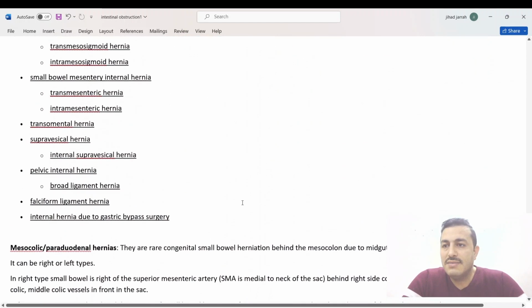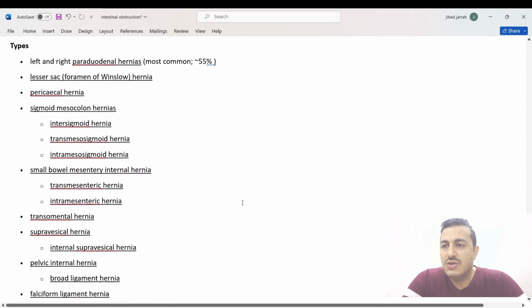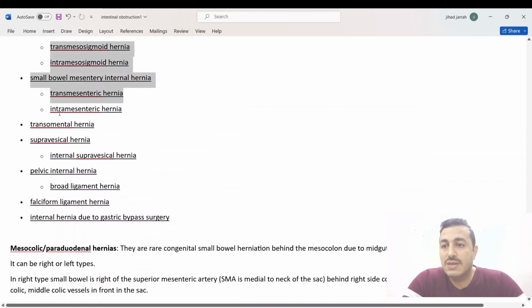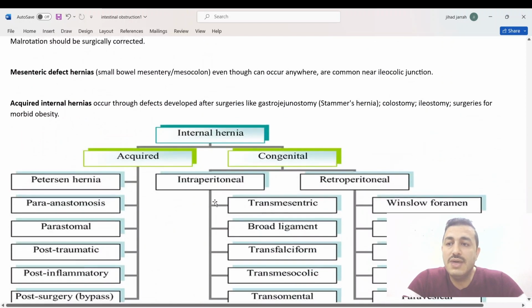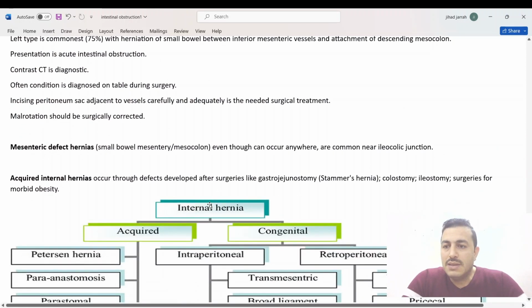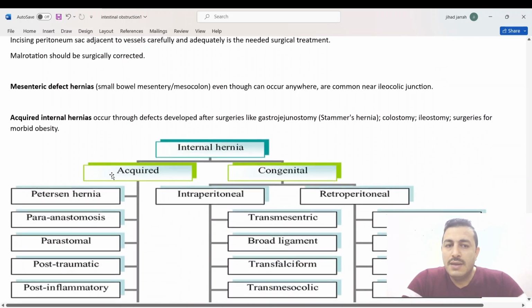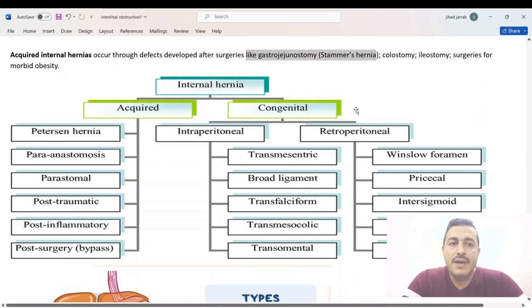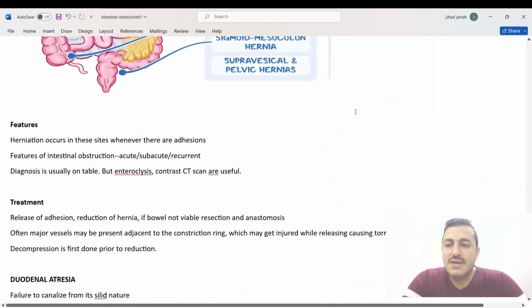What we can add, except for the classification or the types according to the site, these were what is written just over here. Okay. Gastrojejunostomy hernia causes Petersen's hernia. Okay, the others we just discussed.